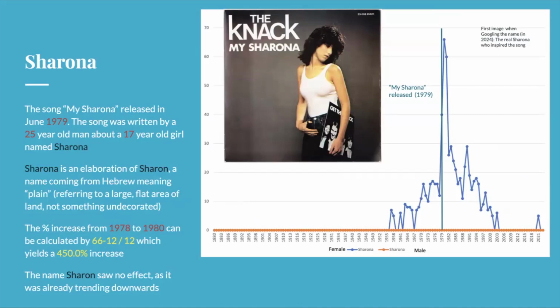So the percent increase from 1978 to 1980 can be calculated to yield a 450% increase. So we have 78 and 80, which is also the peak. So while this name is an elaboration of Sharon, you do put stress on a different syllable, and so the name Sharon saw no effect at all. It was already trending downwards.